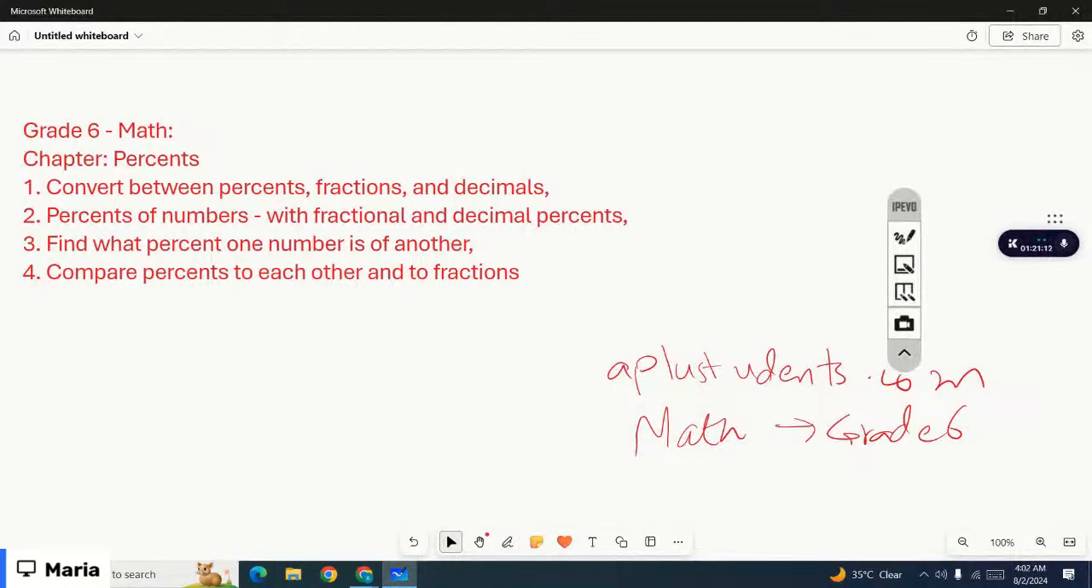The lessons we're going to cover today are convert between percents, fractions, and decimals; percents of numbers with fraction and decimal percents; for what percent one number is of another; compare percents to each other and to fractions. So please make sure you have your notebook and pencil so that you can note down the important examples and definitions as well.